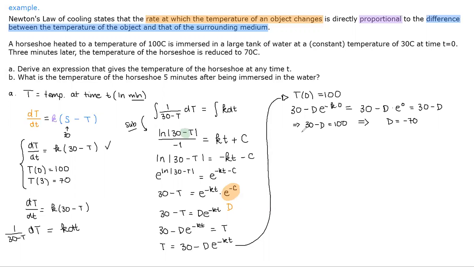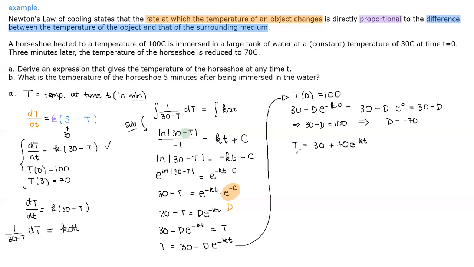Right? So from here, I have now a new piece of information, which is D is equal to negative 70. And that means that the temperature is actually given by 30 plus 70 e to the minus k times t. So why plus 70? Because this is minus minus 70, which ends up becoming plus 70. So that's using the first initial condition.